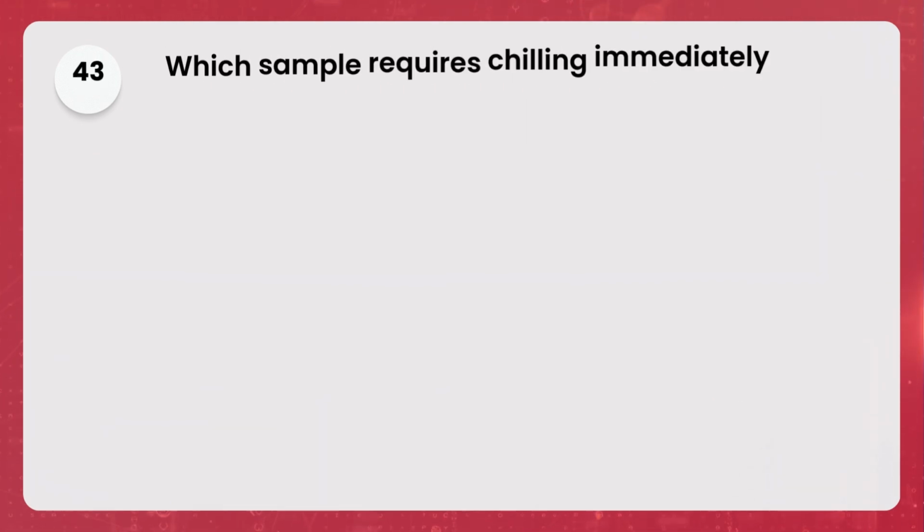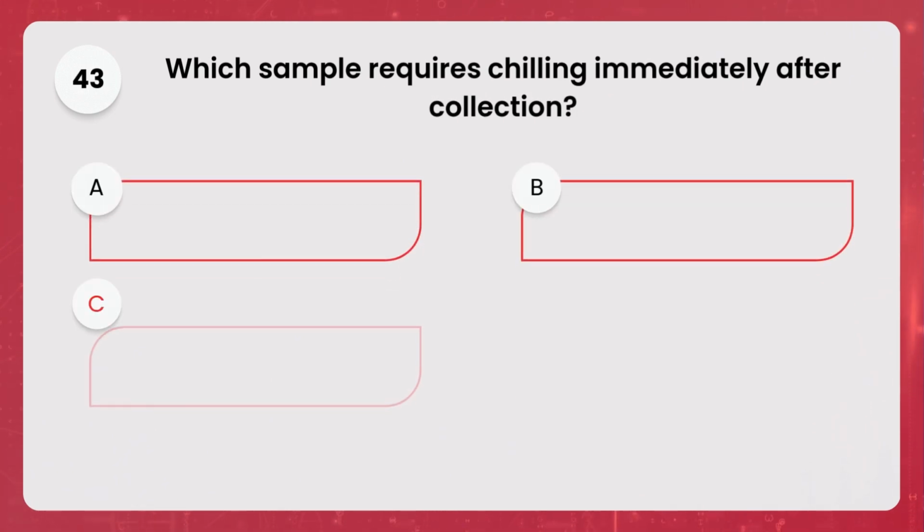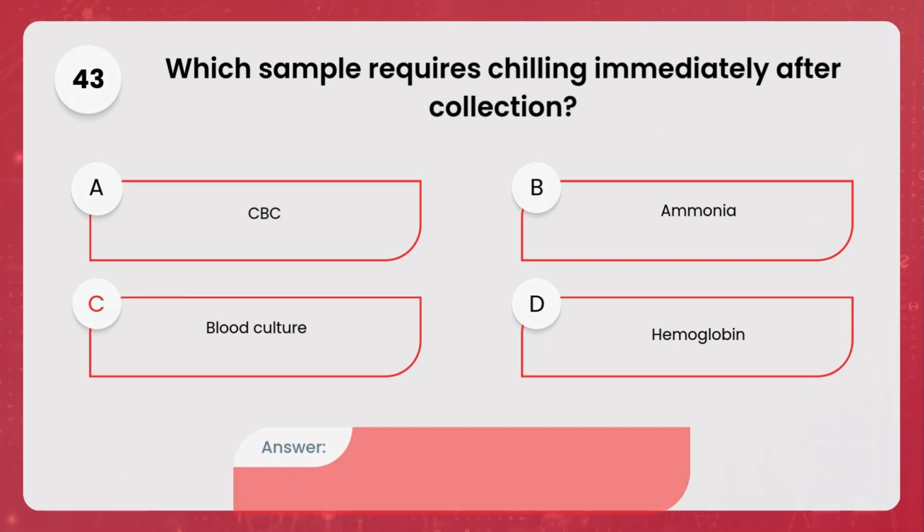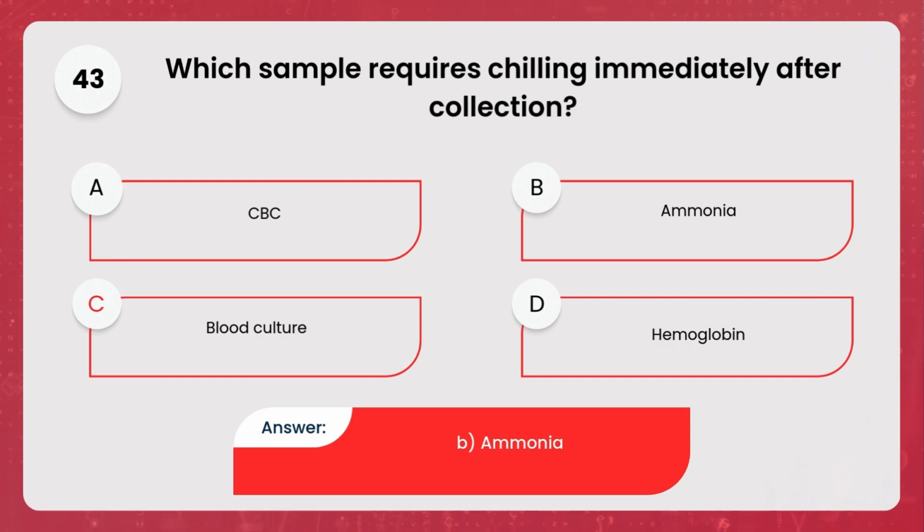Number 43. Which sample requires chilling immediately after collection? A, CBC, B, ammonia, C, blood culture, or D, hemoglobin? The answer is B, ammonia.